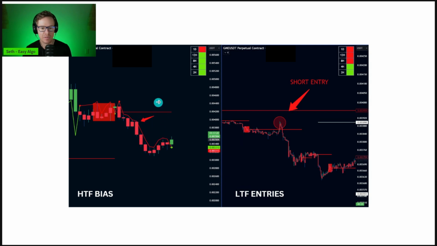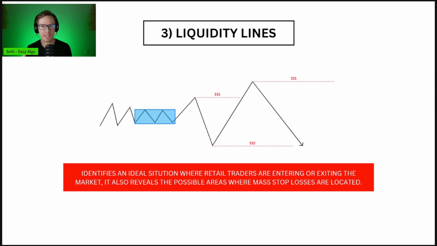As you can see over here, we've got a red fair value gap trend line, which is our Imbalance X tool, and it is showing that we're looking for sells only. So we jump onto the lower time frame, and then we use the Indicator X, and we're only looking to enter when price is above the value line over here. This is showing us our optimal entries into the prevailing trend. Then we've got liquidity lines. This shows us the precise locations where the retail traders are looking to enter and exit their trades.